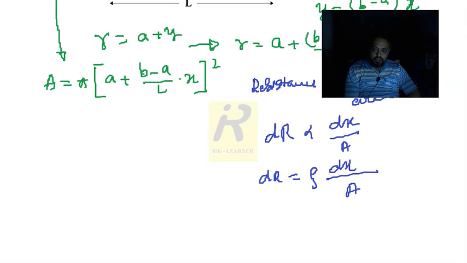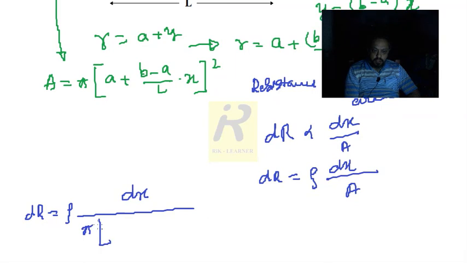Okay. What I can do for this dr now? So dr is equal to rho into dx in the numerator. In the denominator I should write pi, and inside bracket it is a plus (b minus a) divided by L into x. Don't forget to make it squared. This is the resistance of that element, only of a little thickness.